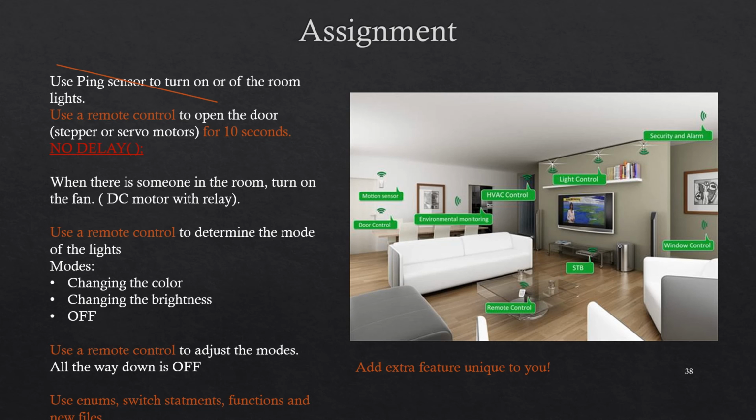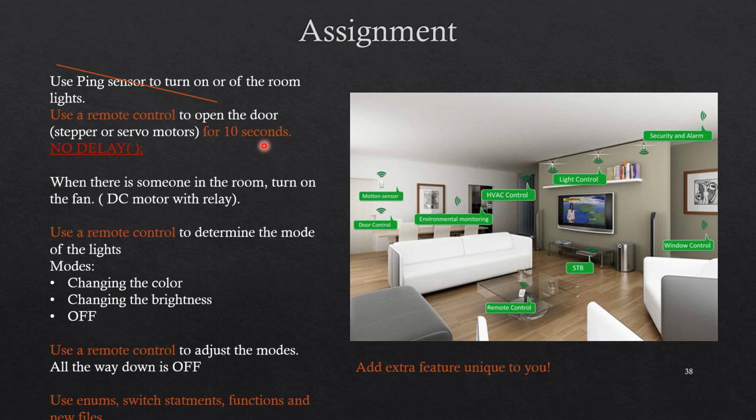Now, last thing is the assignment. Let's just improve what we have done before. So first we have used the ping sensor to turn on or off the room lights and to control the door. Now just remove the ping sensor because you cannot use it with the remote control. And now instead of using the ping sensor, I would like to use the remote control to open the door using a stepper motor or a servo motor, but then open the door only for 10 seconds.